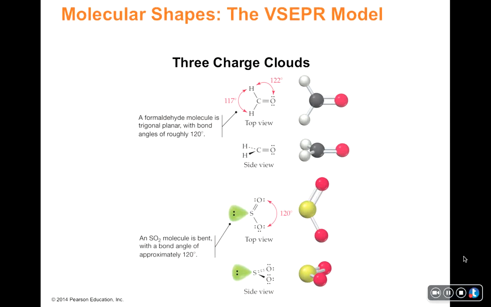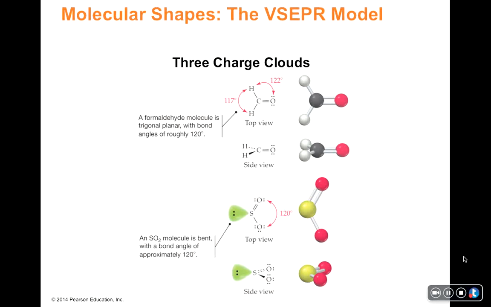One of the charge clouds, or I should say two of the charge clouds, are those oxygen atoms that it's bonded to. The third charge cloud is the electron pair, or lone pair, that's located on that sulfur atom. So any lone pairs or any bonded atoms are what you include in your charge clouds. So there are 3 charge clouds here.